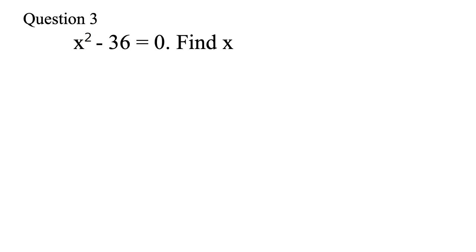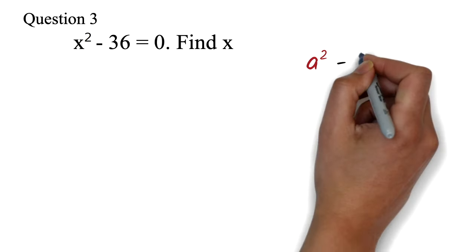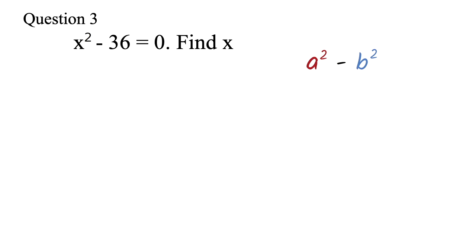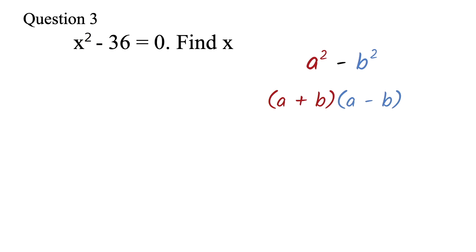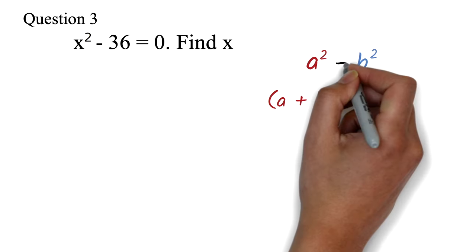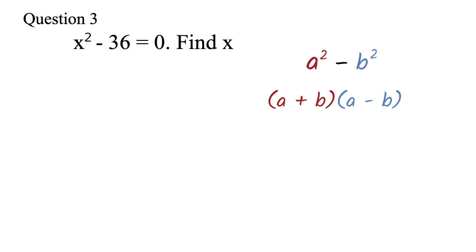In math, if you have, let's say, a squared minus b squared, then you can factor it as a plus b times a minus b. Please, the sign here must be minus. It cannot be plus or anything else for this to work. So for our question, our first work is to identify that 36 can be written as 6 squared. So we can replace the 36 with 6 squared. Now we can use the difference of two squares to factor it.